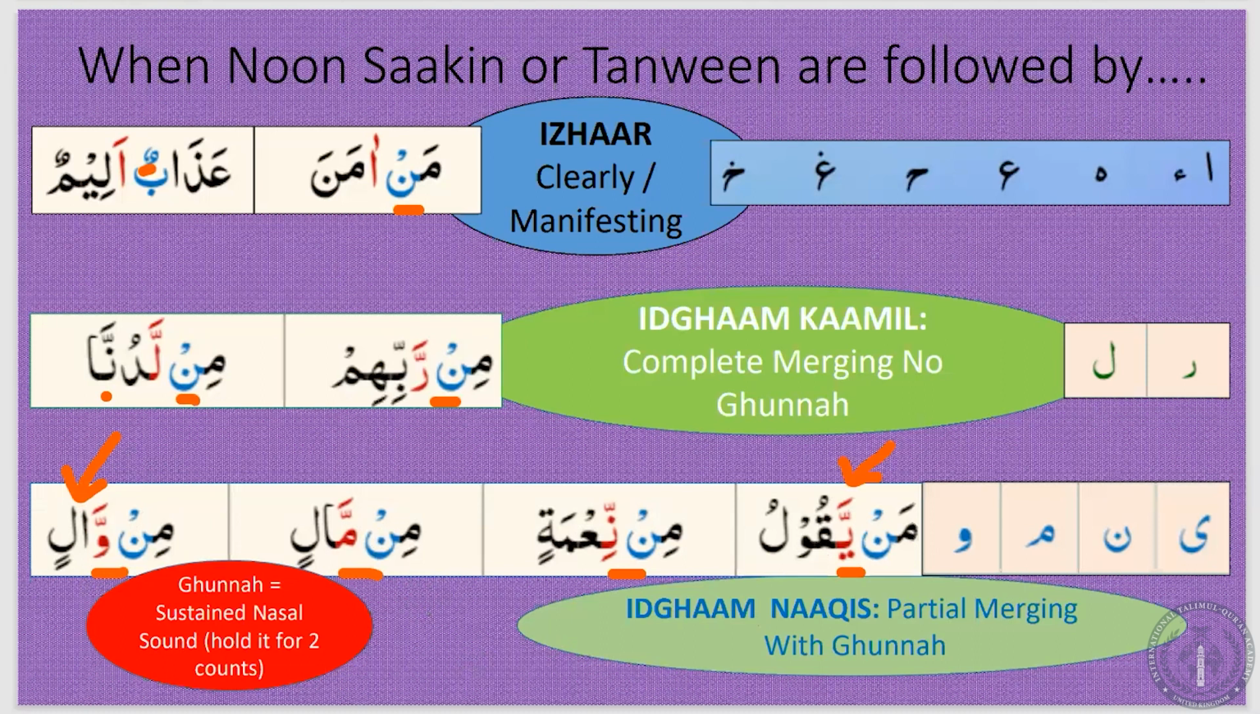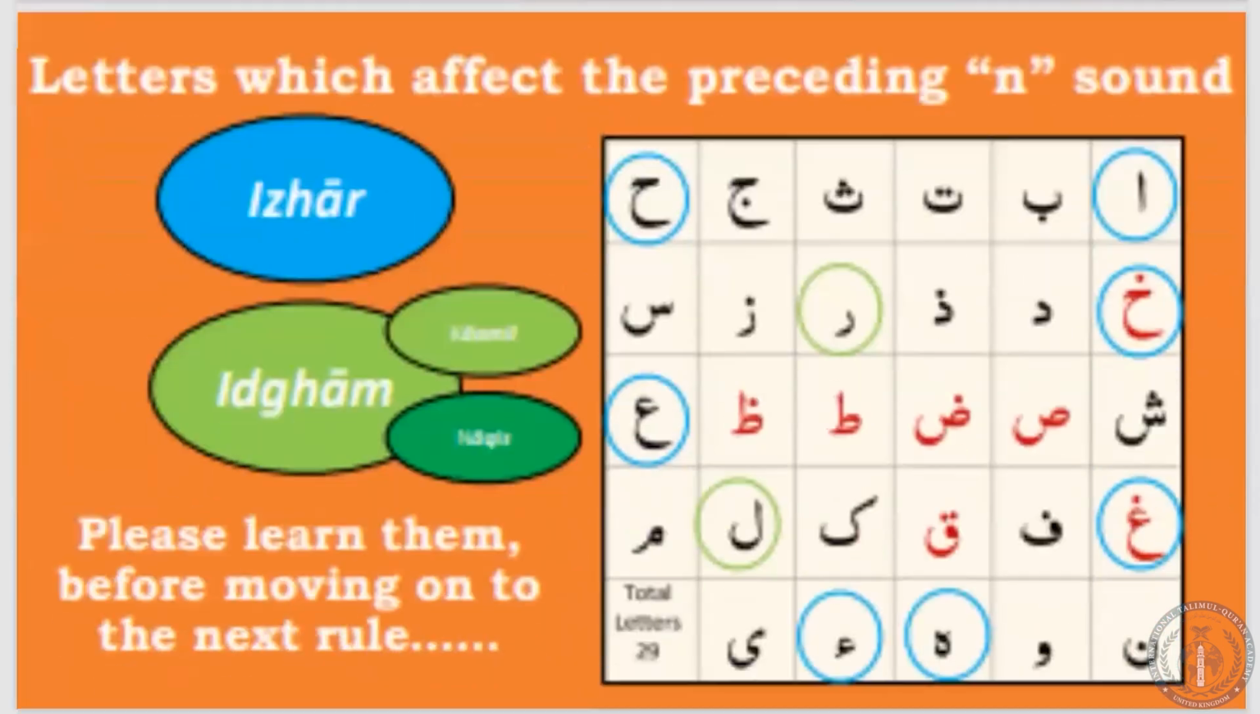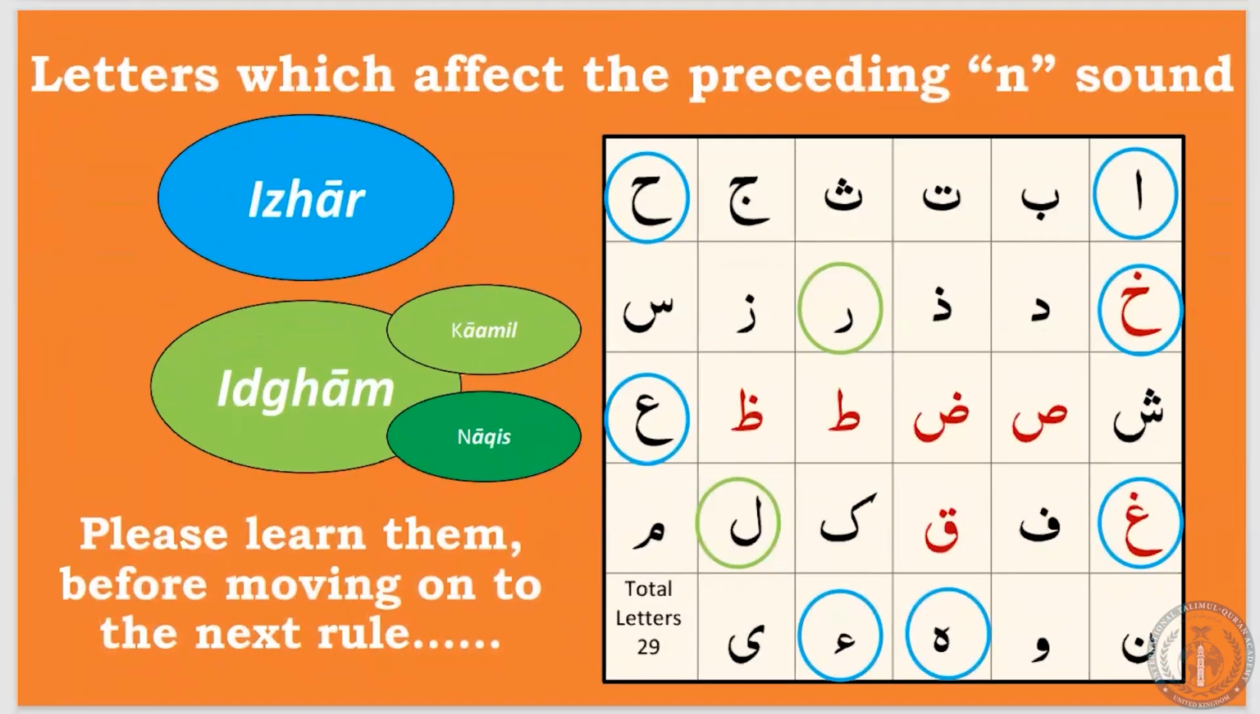So it's a mushaddad letter that will follow the nun sakin or tanween. Now remember, nun and mim mushaddad are gunna anyway, but ya mushaddad and waw mushaddad are only gunna when they are following the end sound. Okay, and you might come across that again. Okay, so again, here are the izhar letters. Jazakumullah, thank you for your help. That was beautifully read, Mehreen.